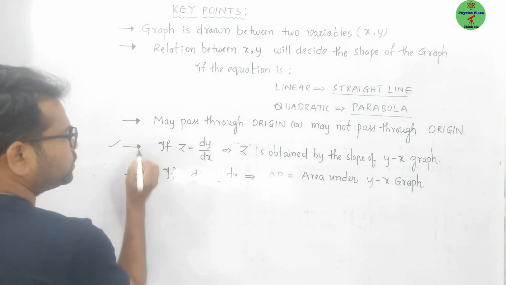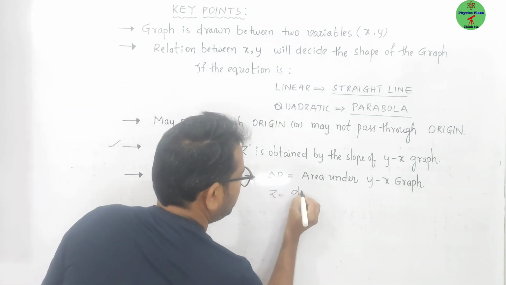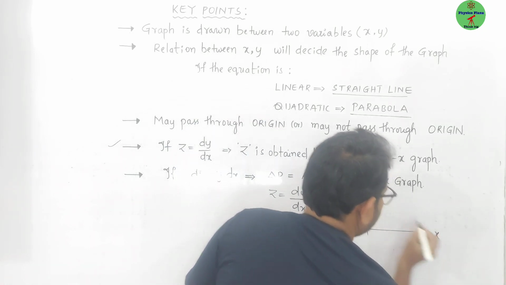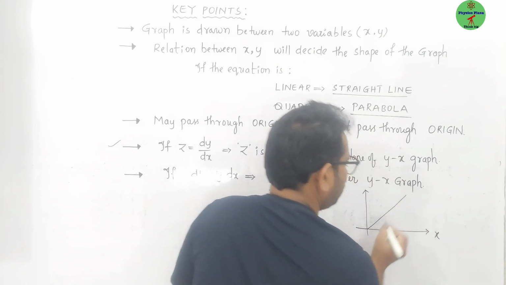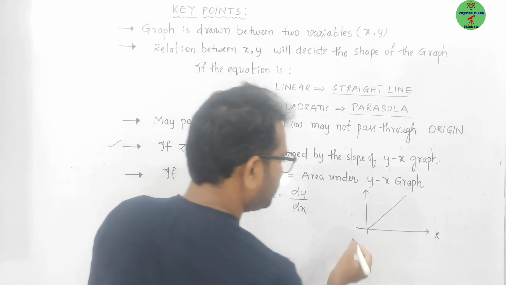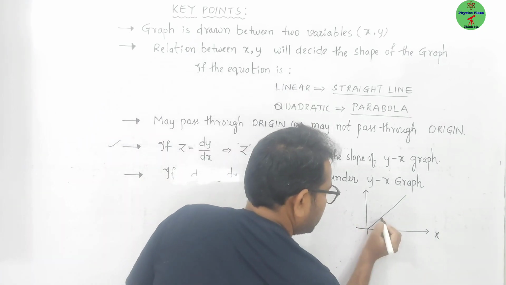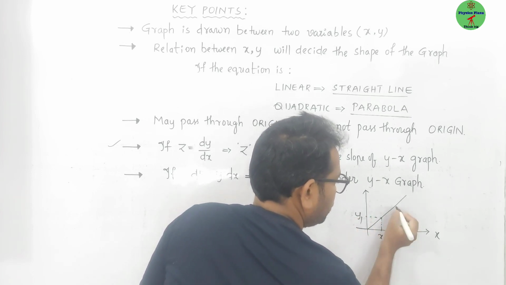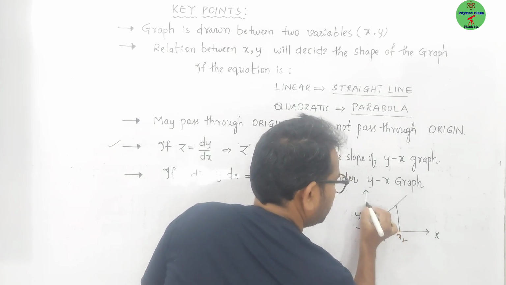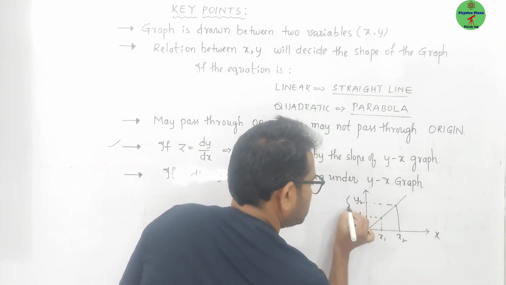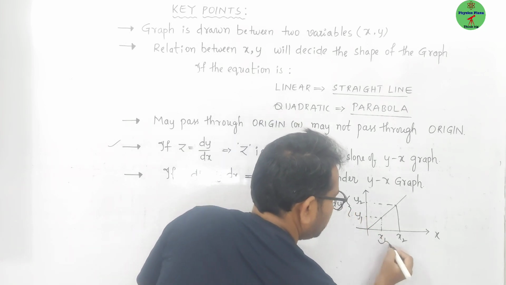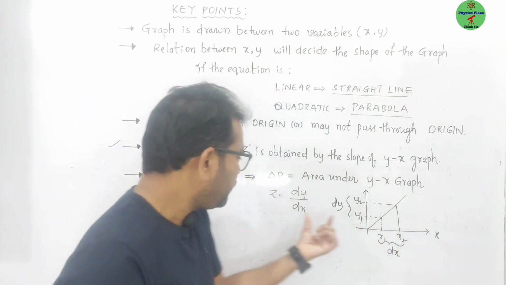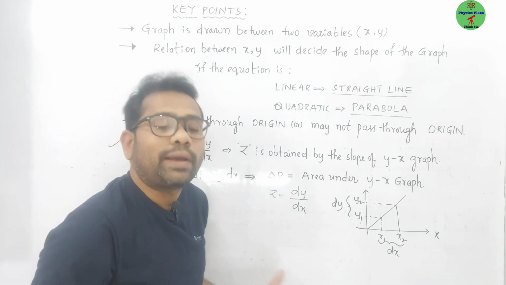For suppose, let us take z is equal to dy by dx. For suppose this is the graph we got. This is x, this is y. We got one straight line passing through the origin. Let us calculate the slope, children. Let us take here for this x1 value the corresponding y1, and for this x2 value the corresponding y2. Then this will give you the change in y value, this will give you the change in x value. So by finding this slope of the graph, we can obtain the z value.